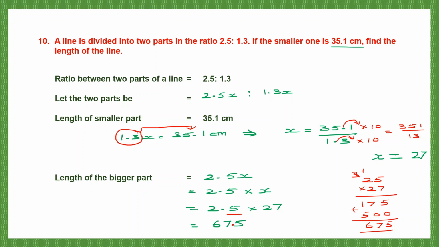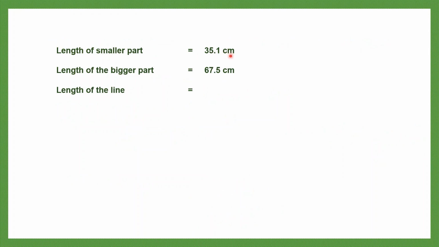67.5, and since this is length, we write centimeters. So now we have the length of the smaller part and the length of the bigger part. We can find the length of the line. So let's do that. So length of the smaller part is there. Length of the bigger part is also given. To find the length of the line, all we have to do is add up these two.